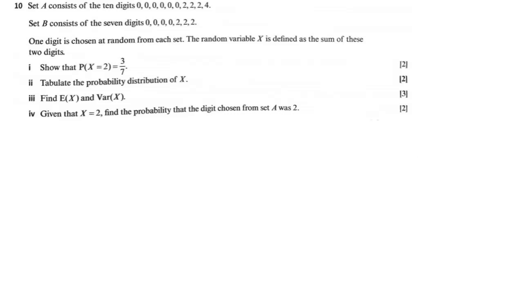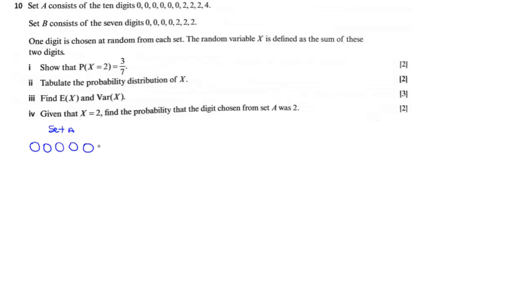In problem number 10, we've got set A. It's got 10 digits. Think of these as cards with numbers on them, or dice with this many sides. Anyway, set A has these digits, and set B has these digits. So what we're going to do is write out a possibilities table.